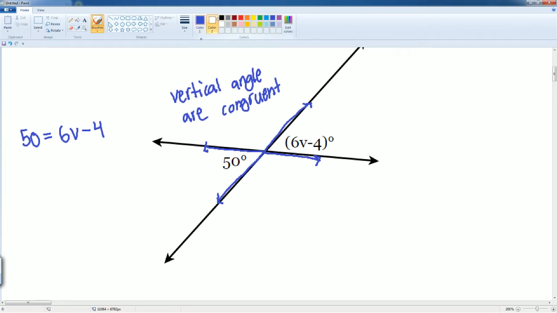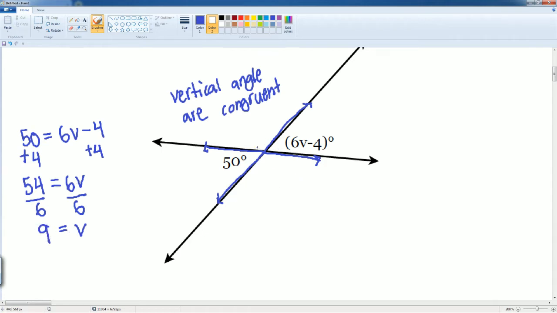Now we can solve. So I'm going to add 4 to both sides. I get 54 is equal to 6v. Then I divide 6 to both sides so I can get v alone. I get v equals 54 divided by 6, which is 9. 9 is the value of v.